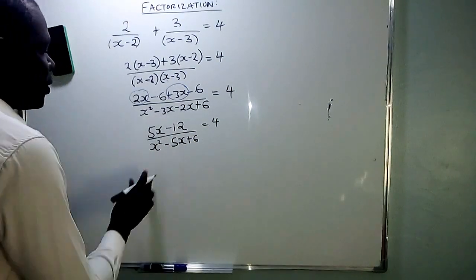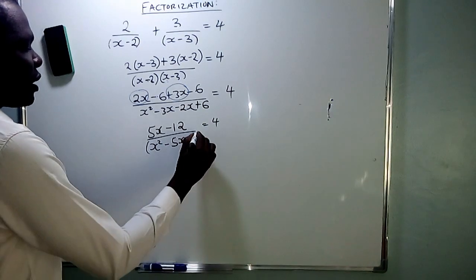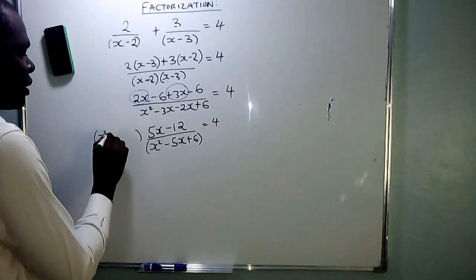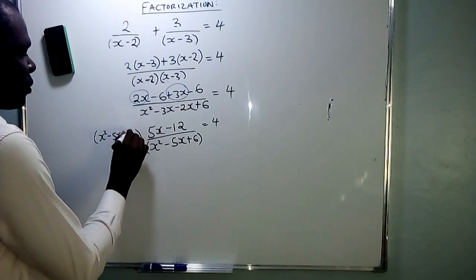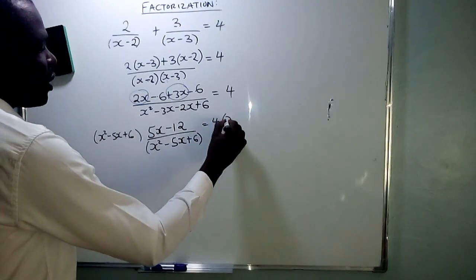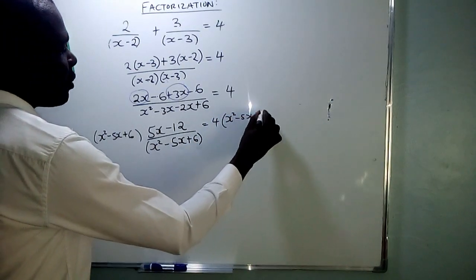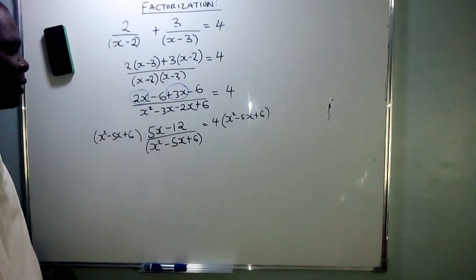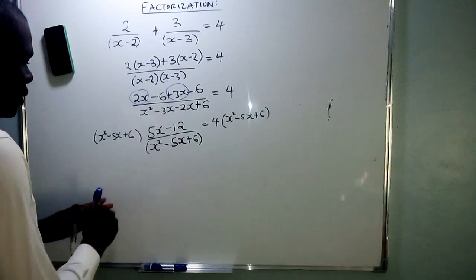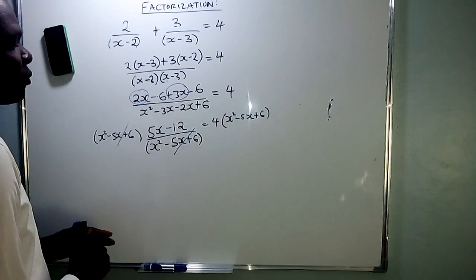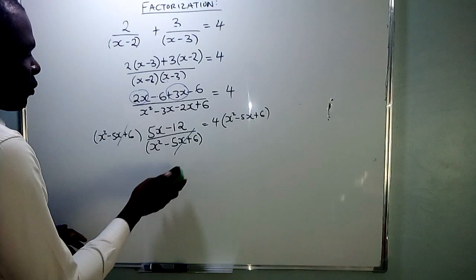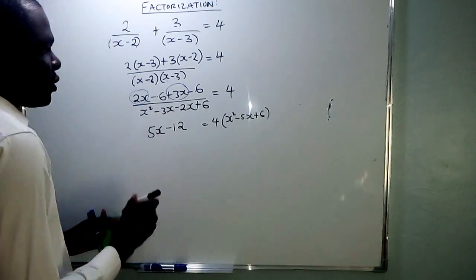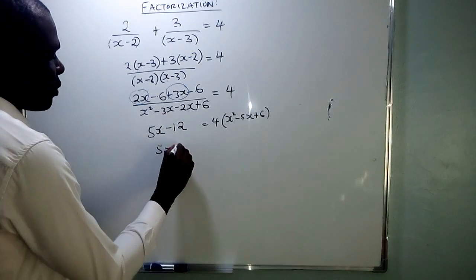So the next thing to do is to get rid of the denominator, isn't it? To get rid of the denominator, we multiply both sides of the equation by the denominator, x squared minus 5x plus 6. So the denominator cancels with the denominator on the left hand side of the equation. So on the left hand side of the equation, we remain with 5x minus 12.